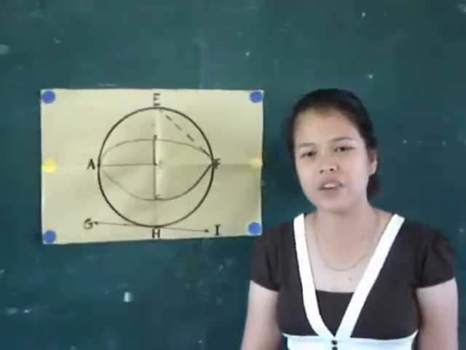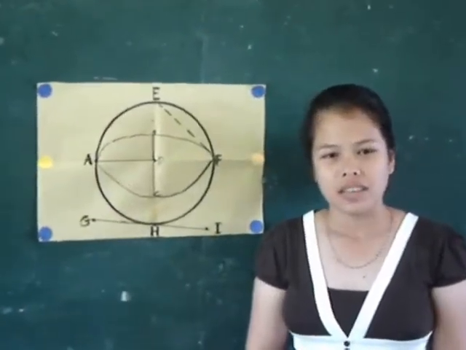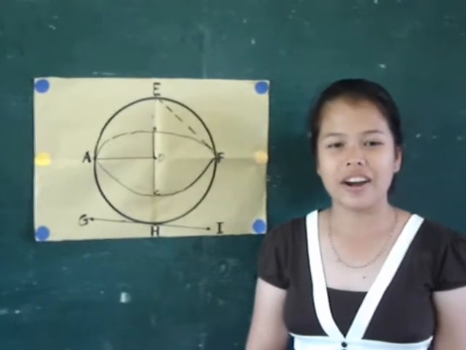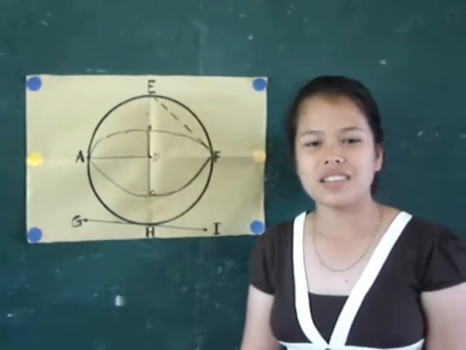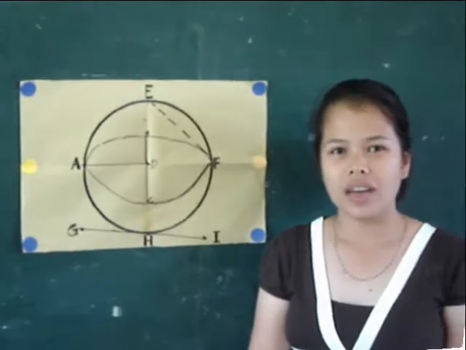We will discuss the different space figures. The different space figures are prism, pyramid, cylinder, cone, and sphere.